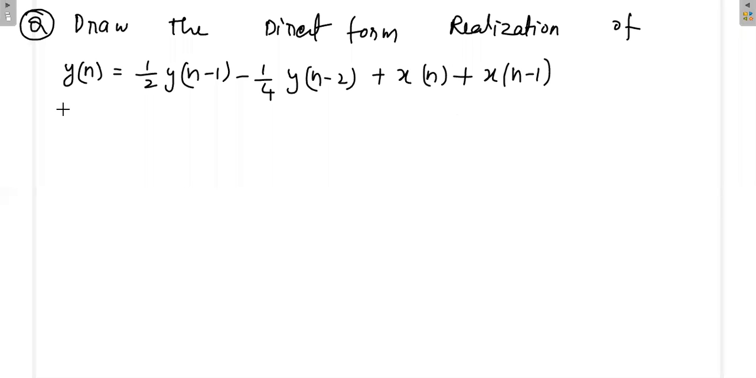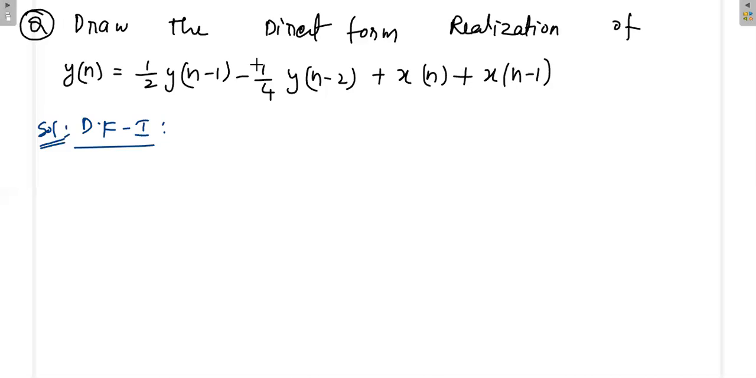Next question. Draw the direct form realization of y of n is equal to 1 by 2 y of n minus 1 minus 1 by 4 y of n minus 2 plus x of n plus x of n minus 1. In this case, they are asking direct form, only direct form. So we'll try to realize in both direct form 1 as well as direct form 2 structure. Okay, first direct form 1 format.